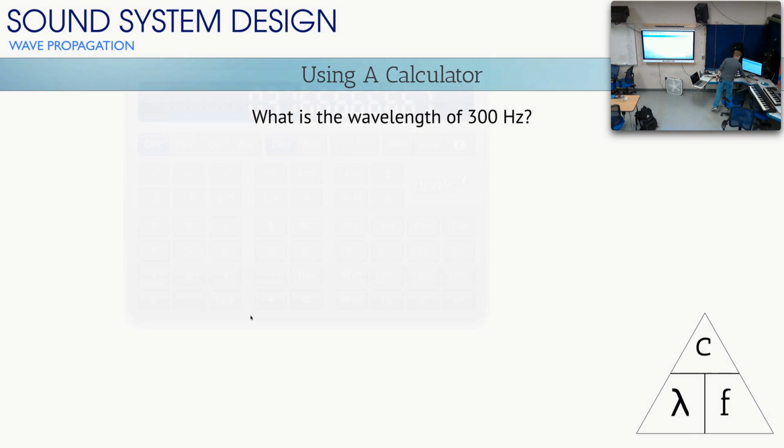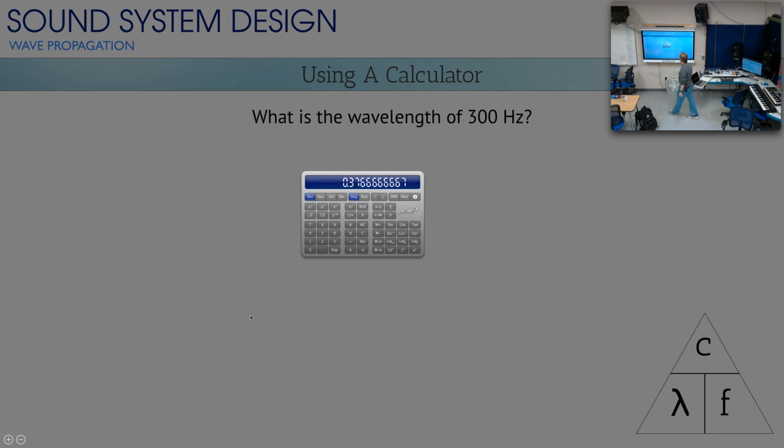What is the wavelength of 300 hertz? Let's see if you're right. That would be speed of sound, 1,130 feet per second, divided by 300. What did you say? 3.76. Yeah, that's what I got too. Okay, anybody else get that?